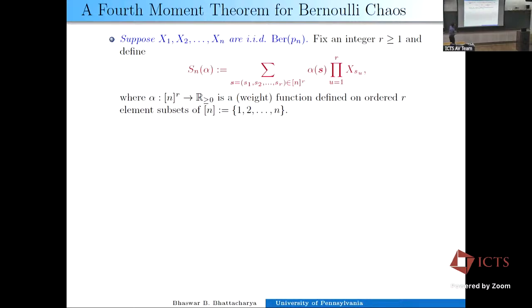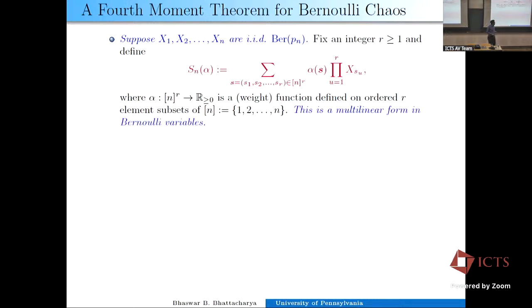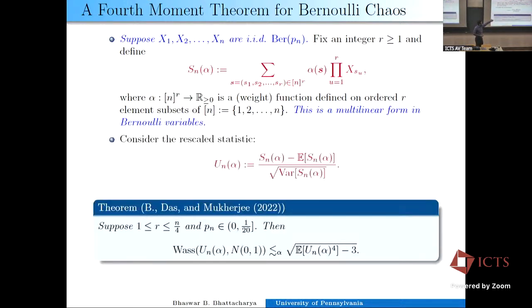Our fourth moment phenomenon is a consequence of a general result. So look at this combinatorial sum. This is a sum over ordered subsets of size R. You have a non-negative weight function times the product of the x_i over the subset. If R is 2, this is a random quadratic form in the Bernoullis. It's a random multilinear form in Bernoulli variables. This thing, of course, does not have mean 0 because those are Bernoullis. So you center it and you divide it properly.